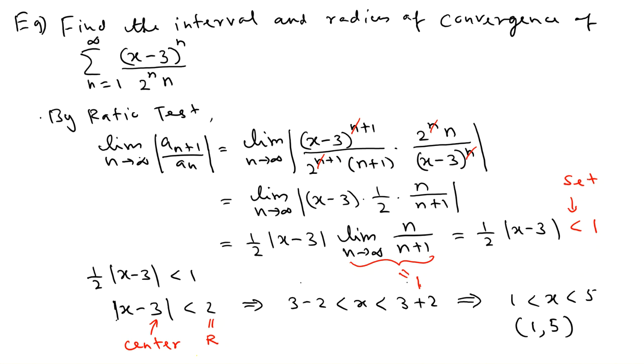A radius always comes from this form: once you write it in this form, that's where you're gonna get the radius. So the radius is 2. Okay, perfect. Now what do we want to know? We know that between 1 and 5 the series converges, but we don't know what's going to happen at the endpoints. So let's test that.